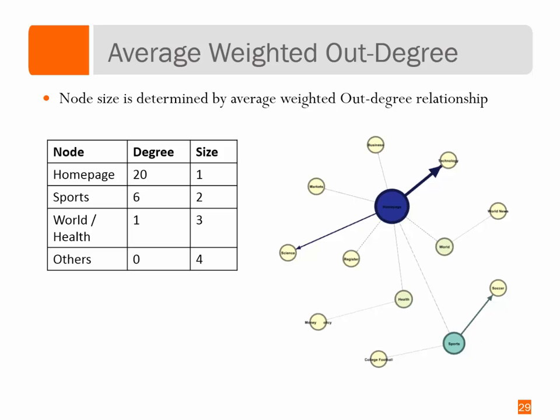Sports has an outbound relationships of 6. So 5 to soccer, 1 to college football. So it gets a node size of 2. And then world and health have outbound of 1 relationship. So it gets a size of 3. And then all the others don't have outbound relationships, so they are assigned a size of 4.